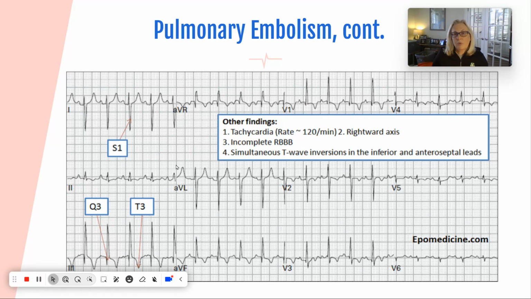But let's go through the S1, Q3, T3. So S1, lead 1, the S wave, QRS. Look how deep this S wave goes, way down here. Most of our S waves don't go that deep. Then in lead 3, Q is going to be also deep, sometimes wide, but much deeper than normal. And the T wave will be inverted in lead 3 as well. So you're going to look at the S wave in lead 1, the Q wave and the T wave in lead 3. You get those three things going for you, it's almost definitely a pulmonary embolism.